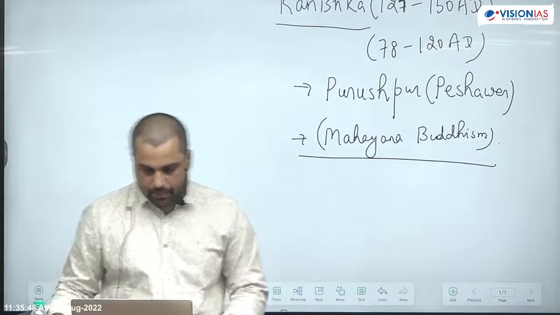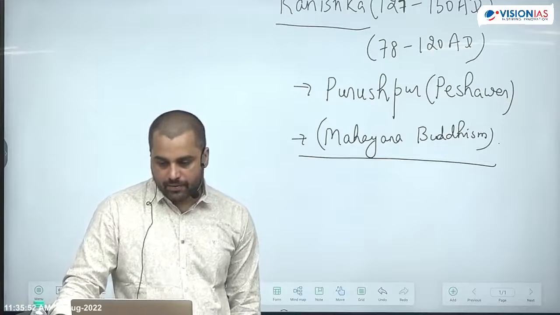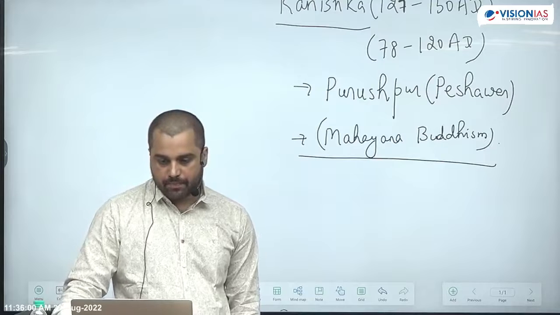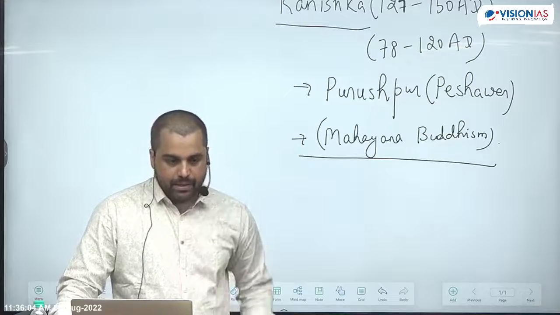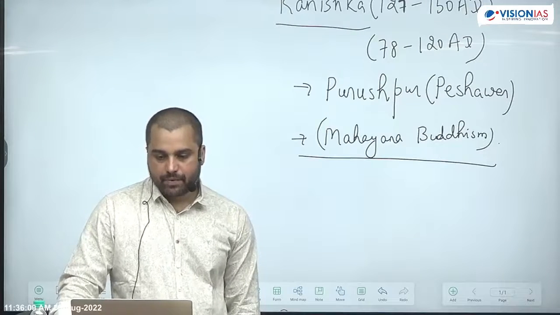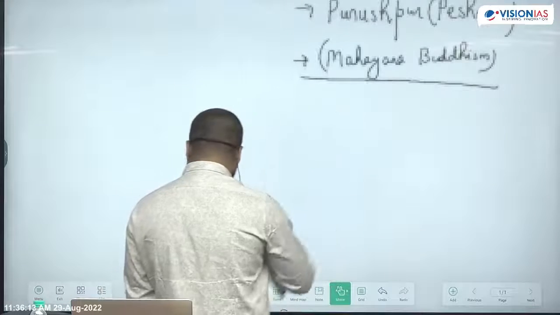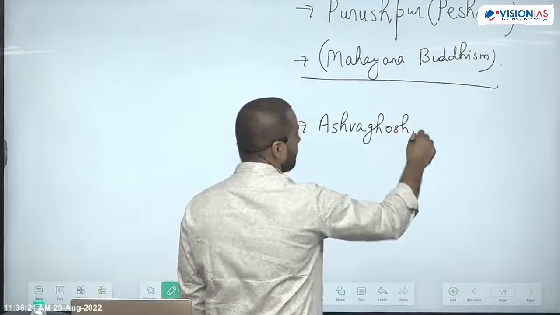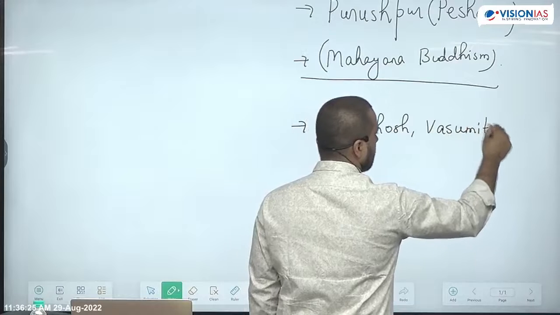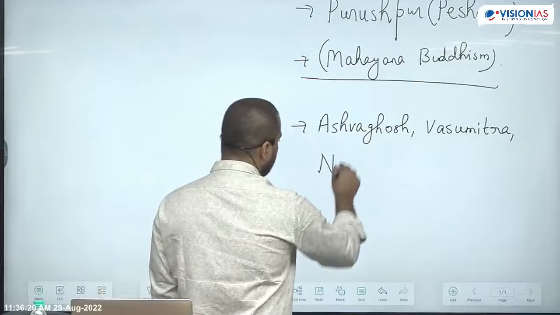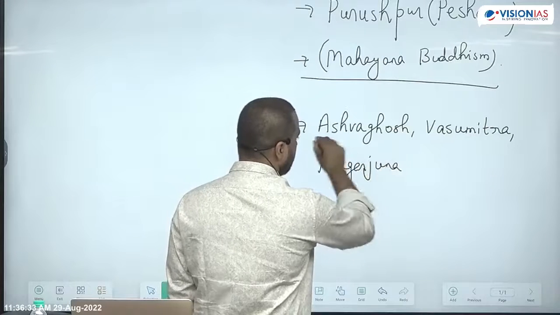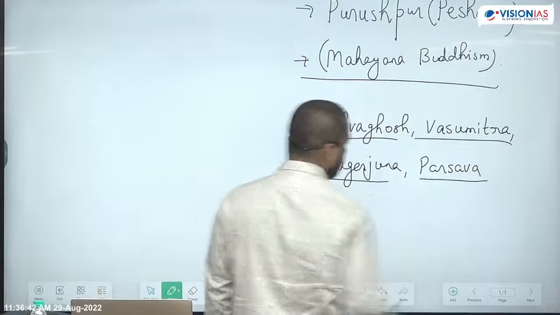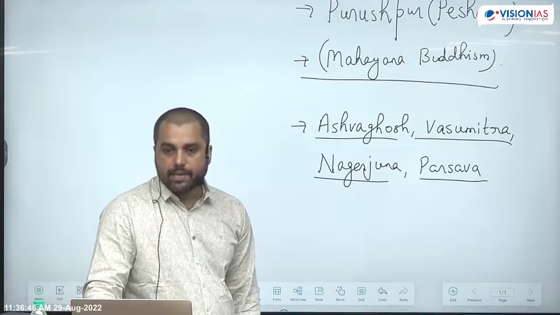Write down. Many Buddhist monks and great scholars lived in his court. Great scholars lived in his court, such as Ashwaghosh, Vasumitra, Nagarjun, Parshva, and so the most important name which you need to remember is Charak.